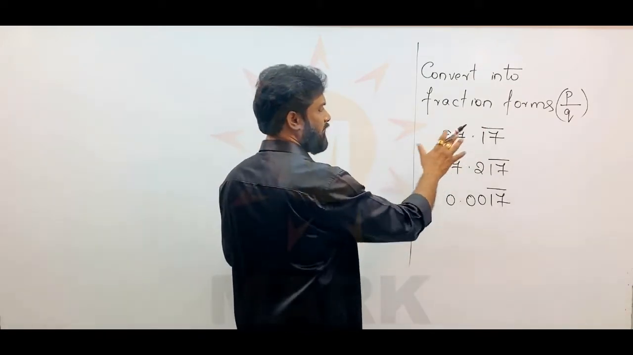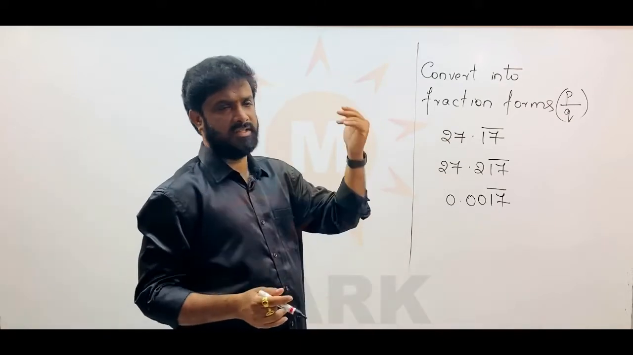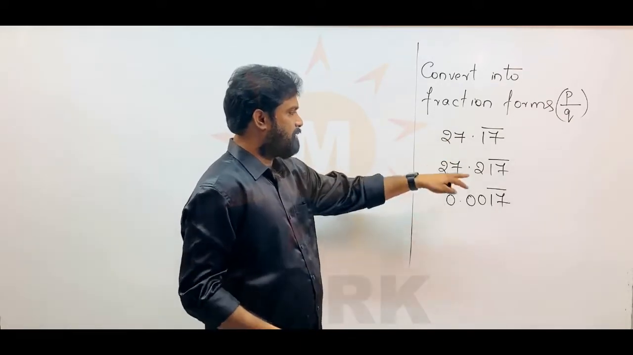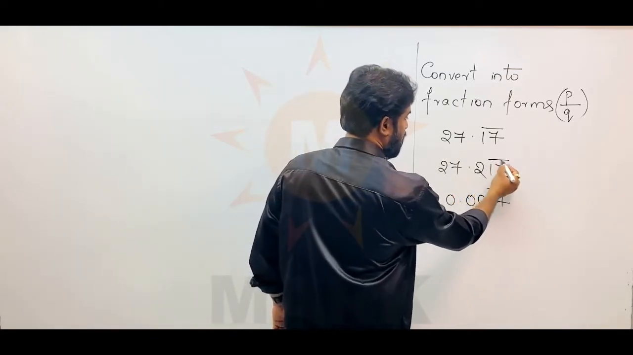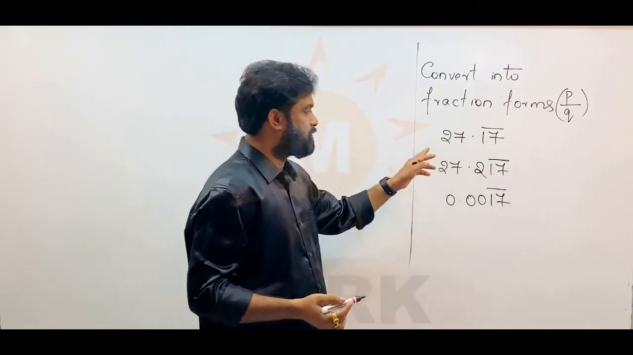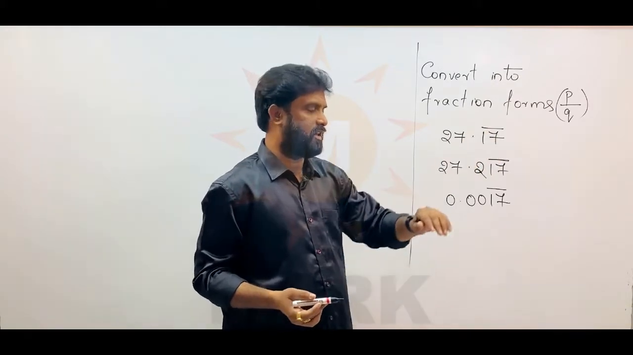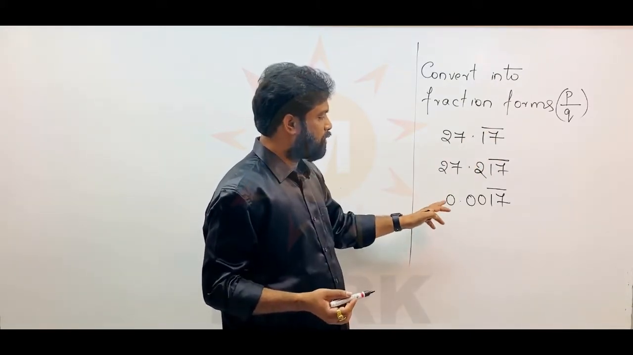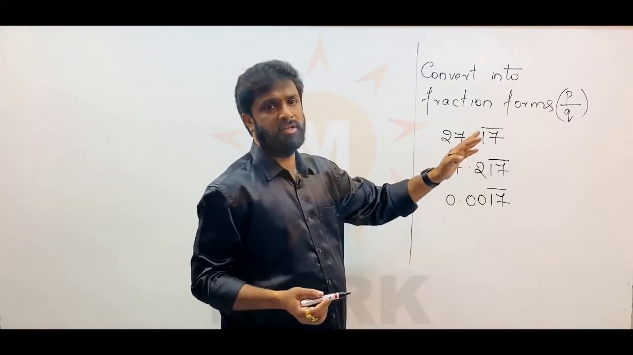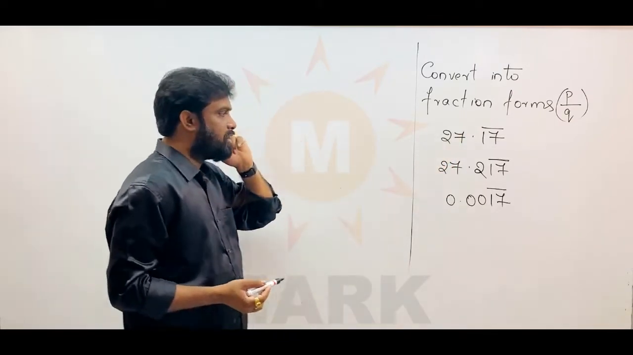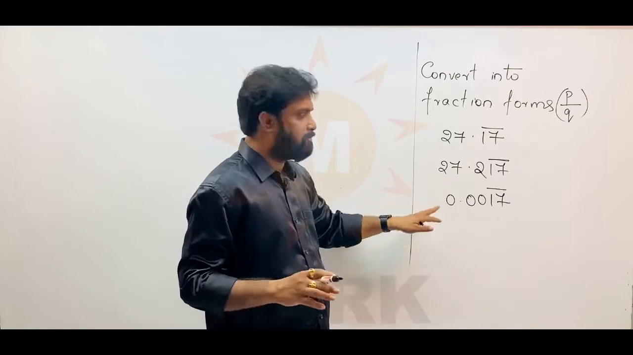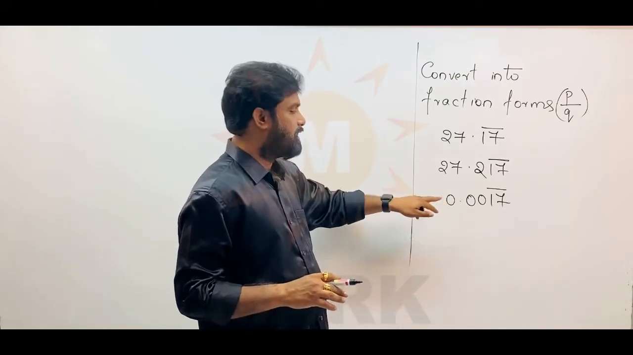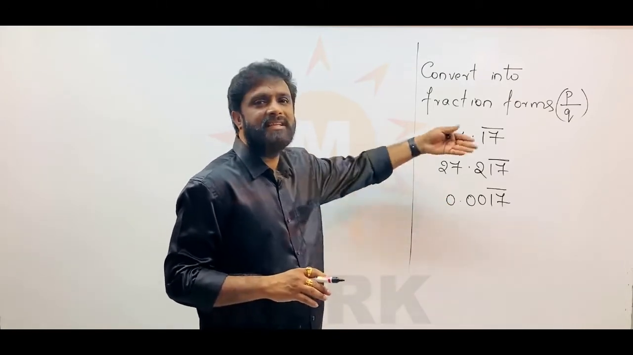So the first number goes like 27.171717, and so on. But the second number is not like that. The bar is not there for the 2, so the bar started from 1. So it is like 27.2171717 and so on. The third number is 0.00171717, it goes on like that. So 3 different numbers. The second number and third number are the same, but the speciality of the third number is that the value of this number is always greater than 0 and less than 1.